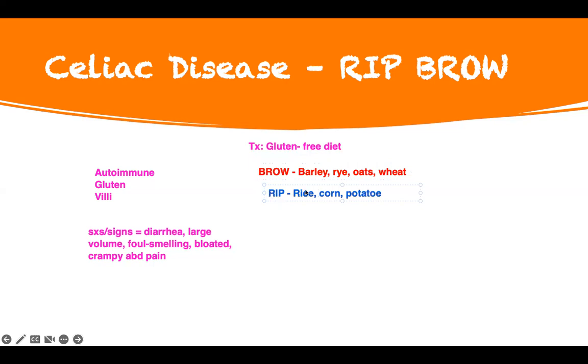So rest in peace means the rice, corn, and potato. They can eat it, bro. They cannot eat it. But is that easy to do that? No, it's not easy at all to stick with this diet.